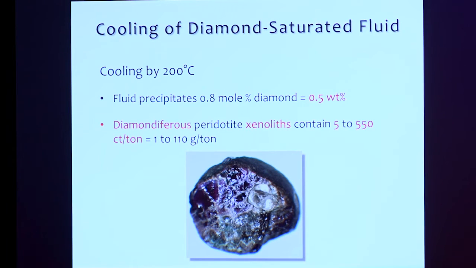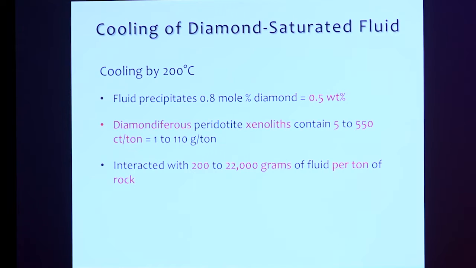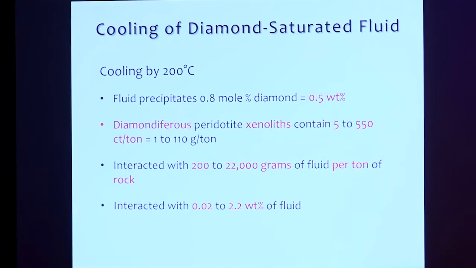Diamondiferous xenoliths from the papers that exist contain about 5 to 550 carats per ton. So that would be the grams per ton. So this is the diamond content that we want to be able to generate. What we would need to do that is the interaction of 200 grams to 22 kilograms of fluid per ton of rock. That really isn't that much. If we express that as percent, then we are easily in the range that the people who work on introduction of certain trace elements through mantle metasomatism assume. So it's no problem to generate the required trace element contents.